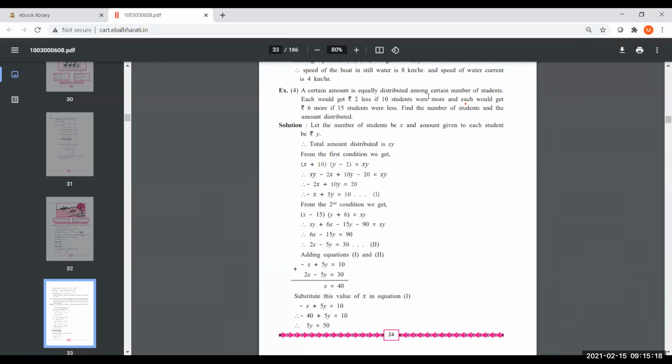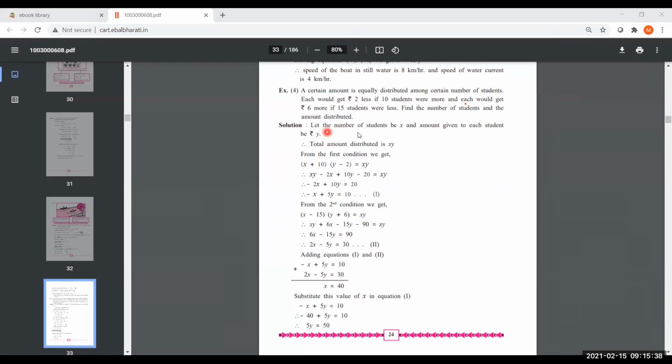rupees 2 less. If 10 students were more, each will get 6 more. If 15 students were less, then find the number of students and the amount distributed. Obviously, from the first statement itself we get to know that we have to find the amount and the number of students. So whatever we have to find, that we write first.